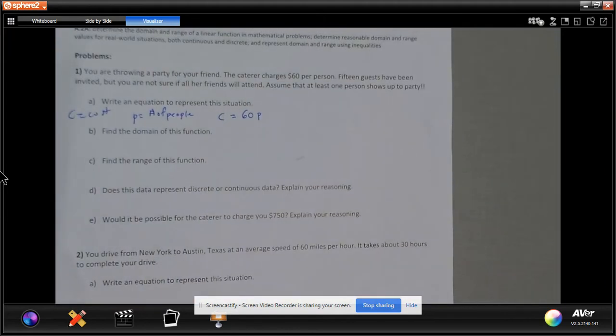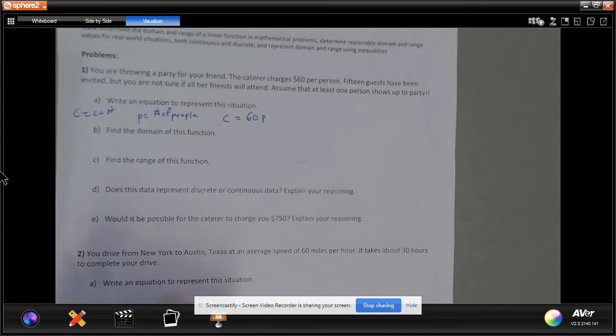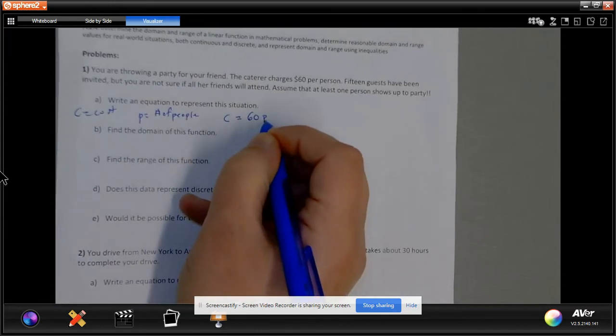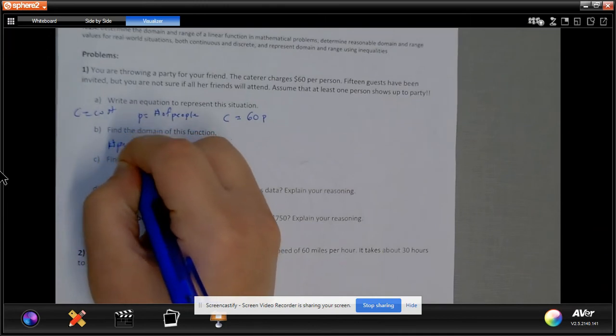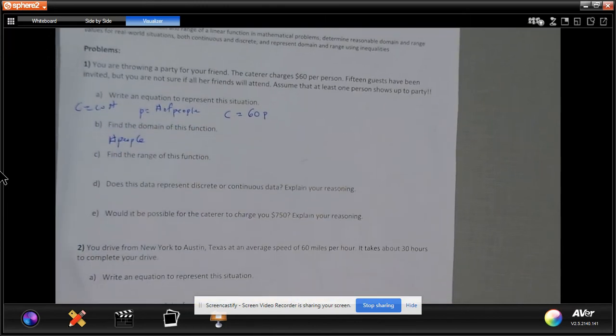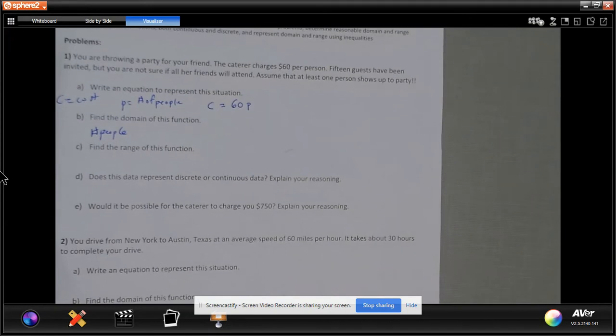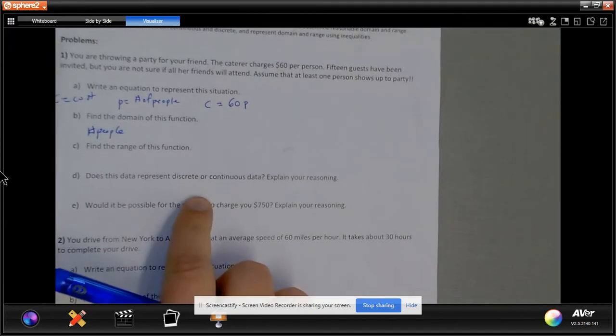Okay, so the next thing we need to look at is the domain of this function. The domain is going to be the x value, or in this case, the P value, which is the number of people. And we have to talk about whether this is going to be continuous or discrete. That question also comes up in part D, but we should discuss it now when we're talking about the domain.